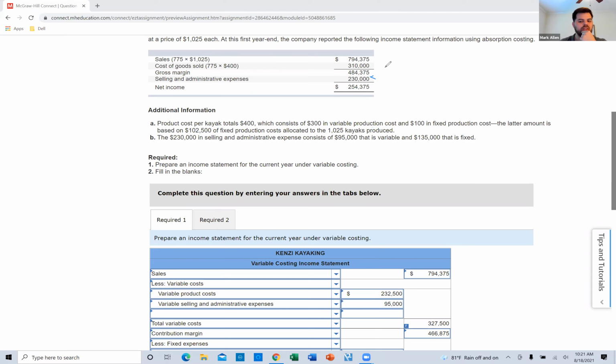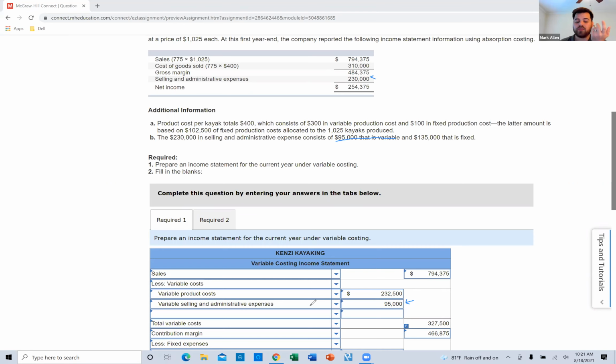Because whenever I move the screen, the annotations don't stay in the same spot. They actually move too. I went ahead and erased that. But this is where that 95,000 is coming from. All right, they gave it to us in one of these points here. 95,000 is variable. So that is where this comes from.